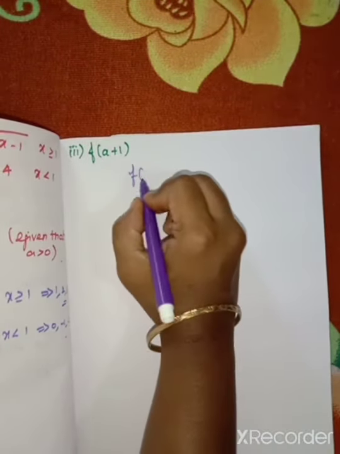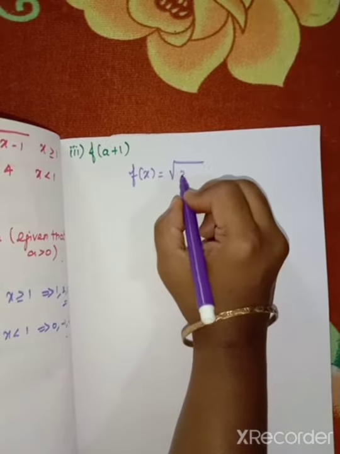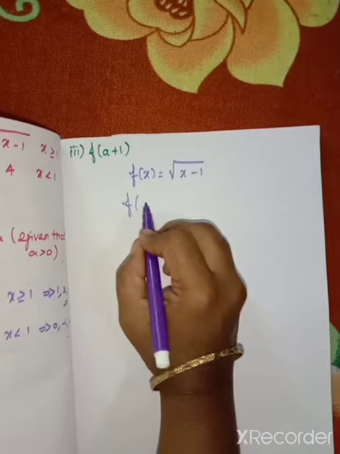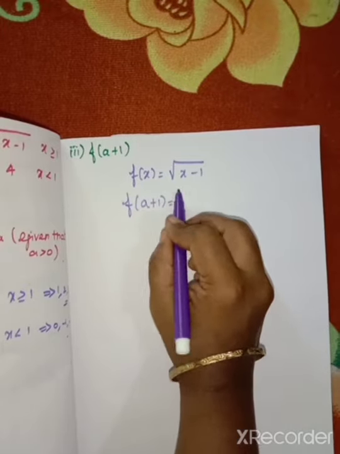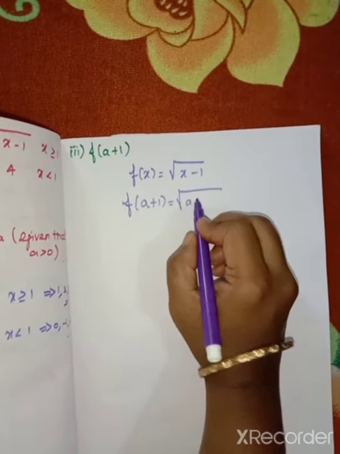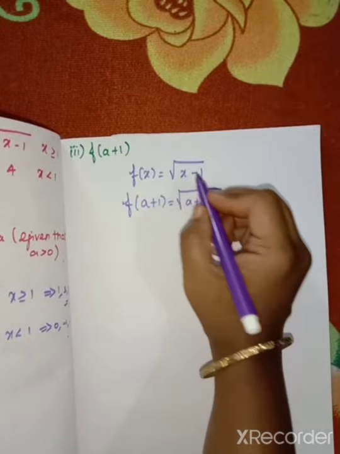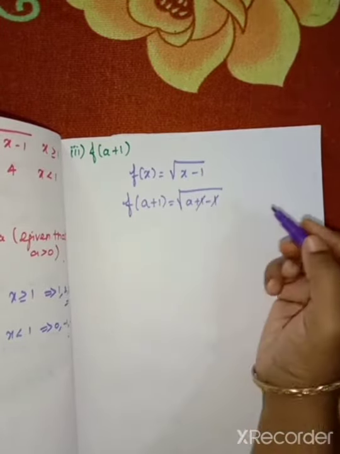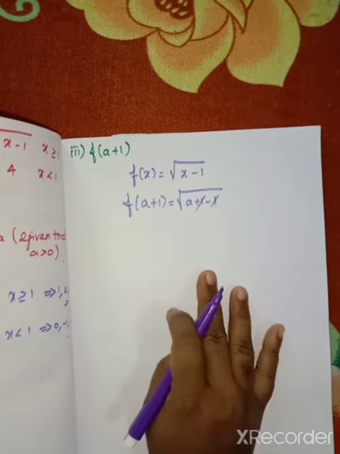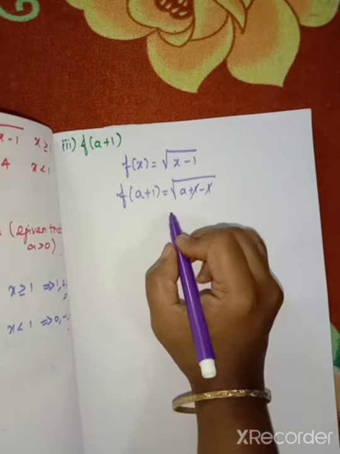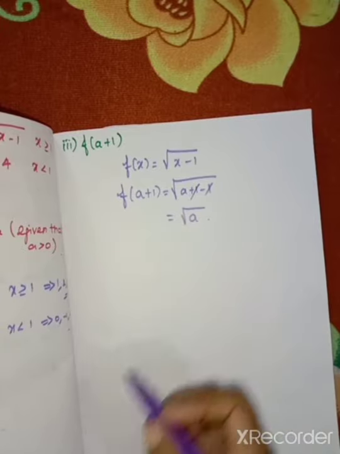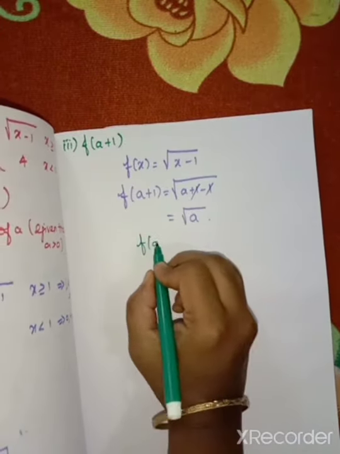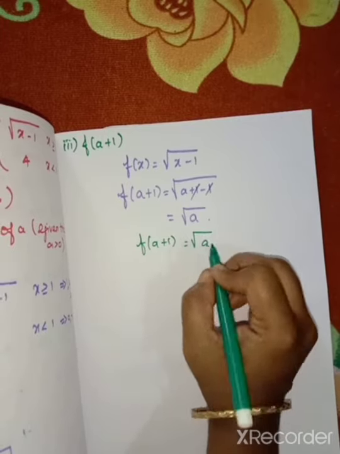So f of x equal to root of x minus 1. Here the given is a plus 1. So f of a plus 1 equal to root of a plus 1 minus 1. In place of x, we substitute a plus 1. The 1 and 1 cancel, because plus 1 minus 1 gives 0. Here we get root a. So the answer for f of a plus 1 equal to root a.